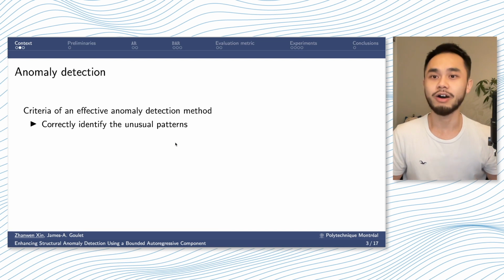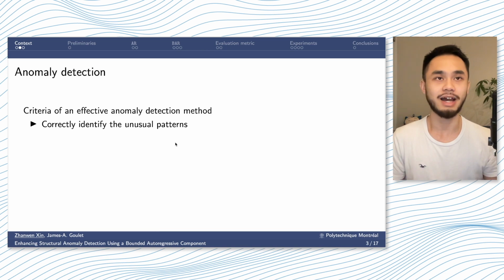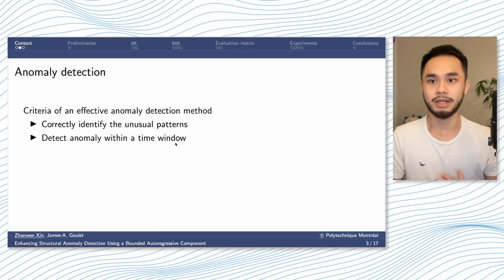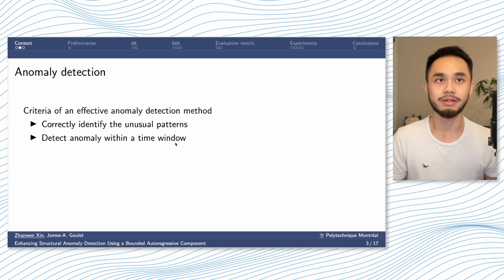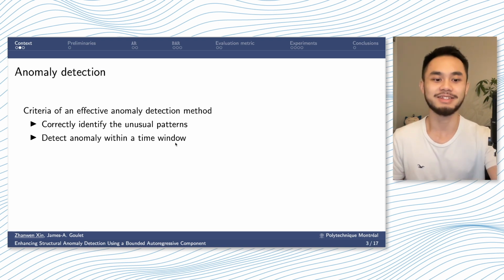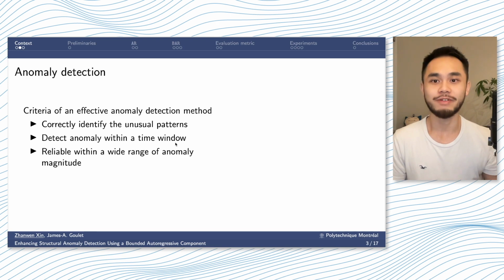So what are the criteria of an effective anomaly detection method? Firstly, it has to correctly identify the unusual patterns. We want it to detect anomalies within a time window. When an anomaly happens, we don't want to be notified after 10 years. And it has to be reliable within a wide range of anomaly magnitudes, not only on those crazily big anomalies that we can already visually see something is happening, but also on those tiny anomalies. Before we can visually see it, the algorithm already detects it at an early age.